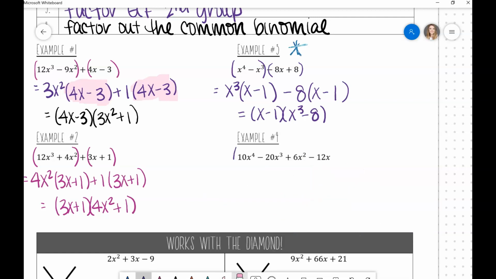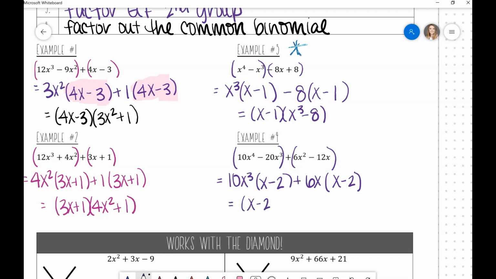If you completely missed that, factor by grouping should still work. So group my first two. Greatest common factor is 10x cubed. I'm left with x minus 2. Next one, greatest common factor ends up being a 6x. I'm left with x minus 2. From here, they both have an x minus 2 in common. I'm left with a 10x cubed plus 6x. Again, if you did it this way, we can put a star by it. We'll come back, but this is not considered fully factored.